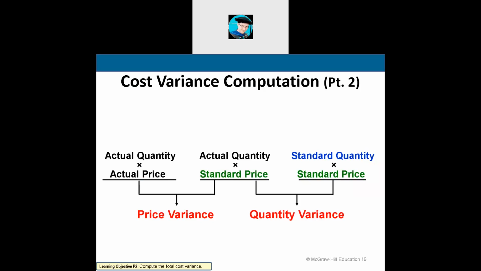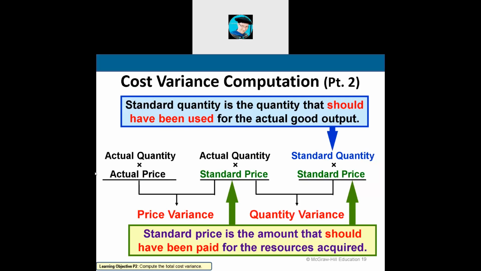First, you got to find, obviously, the price variance and the quantity variance. To find the price variance, we take actual quantity times actual price minus the actual quantity times the standard price. For the quantity variance, we take the actual quantity times the standard price minus the standard quantity times the standard price.